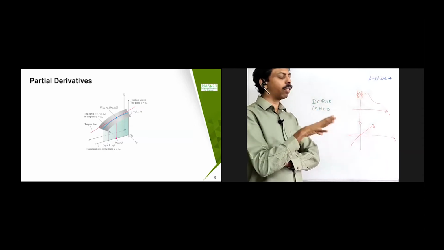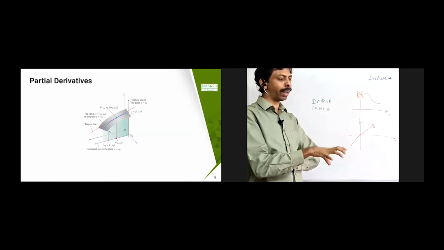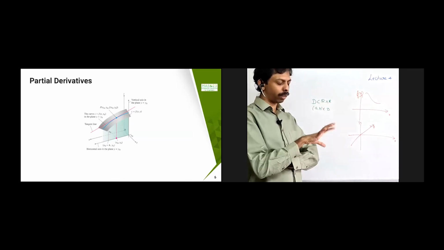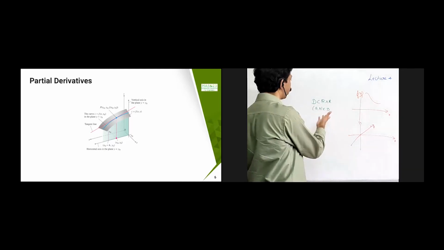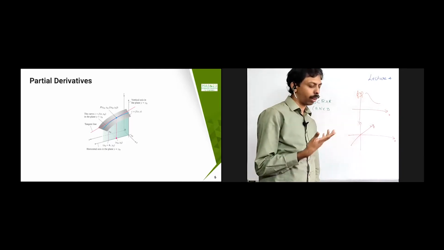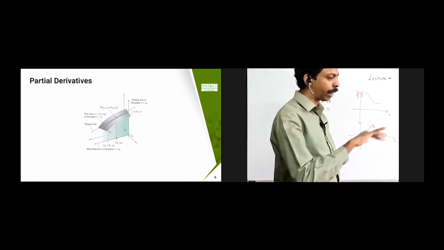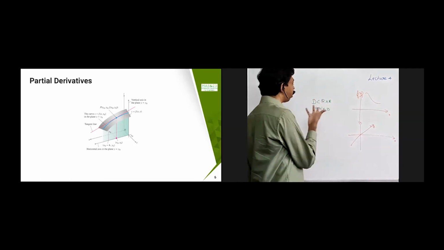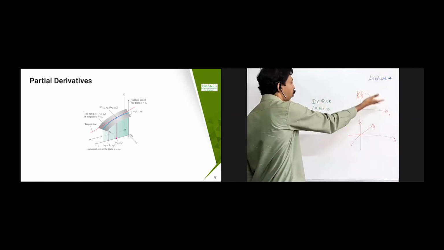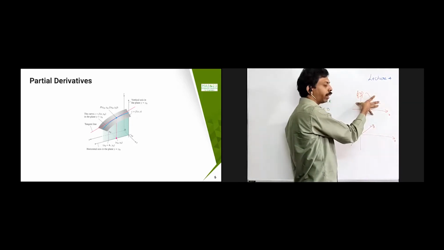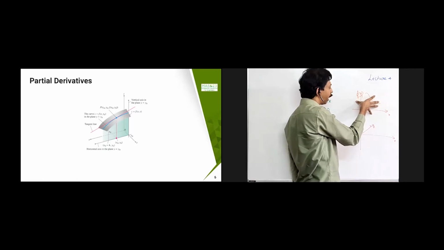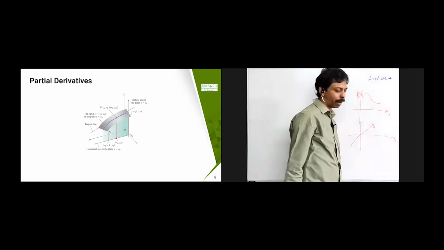For that curve, I am going to find the slope of the curve. Once again, I approach the same thing: when x tends to a, I have to find the corresponding tangent. Because we already moved from 3-dimensional to 2-dimensional, and in 2-dimensional I know how to define the derivative, that derivative I call the partial derivative.